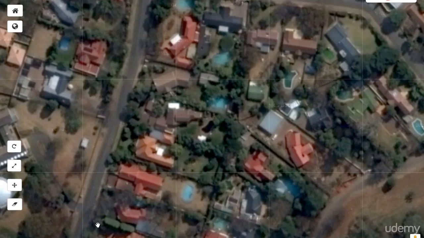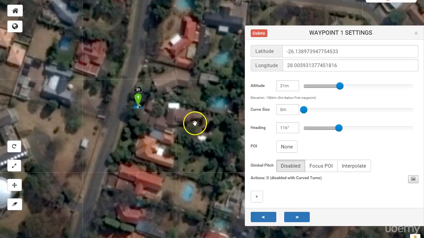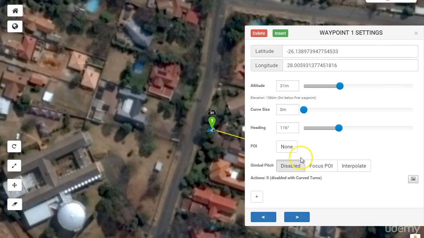Okay, we're now going to be explaining the concepts of gimbal pitch using the mission hub at flyleechy.com/hub. I will do this by dropping 2 waypoints onto the map. If we go to waypoint 1, we'll see that we have 3 different settings for the gimbal pitch: disabled, focus POI, or interpolate. Pitch really refers to the angle of the gimbal. If it's at 0 degrees, it's looking at the horizon, and if it's at -90, it's looking directly beneath it.